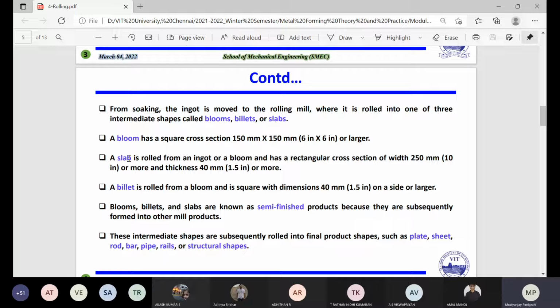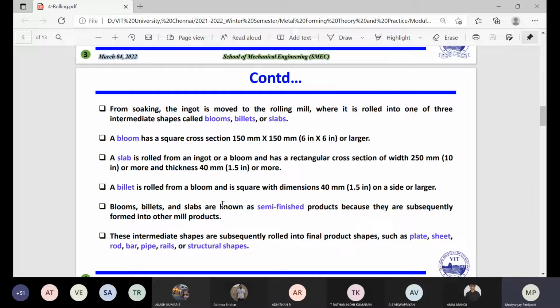Both bloom and slab you are getting from the ingot. The bloom you get from the ingot, and the slab you get from the ingot, and sometimes also from the bloom. And the third one is the billet. A billet is rolled from a bloom. So from the bloom you can derive the billet.